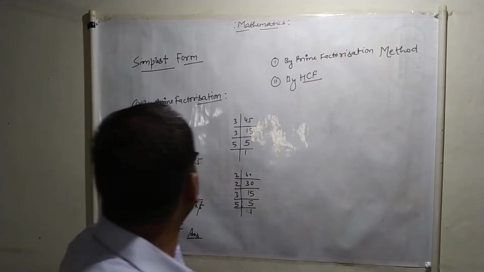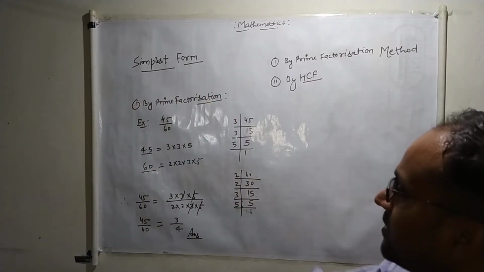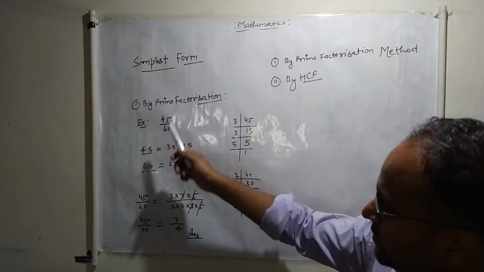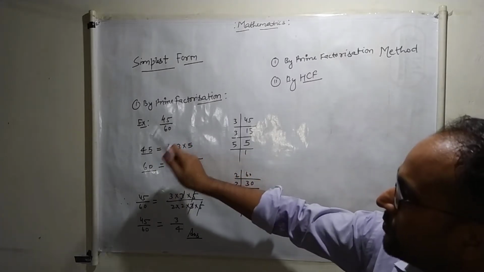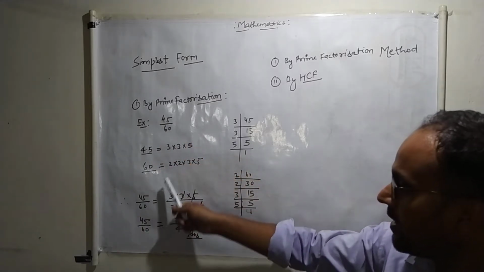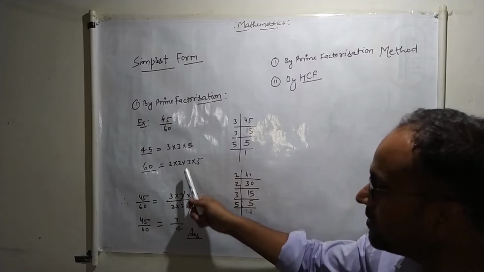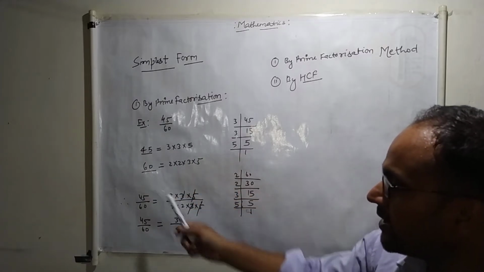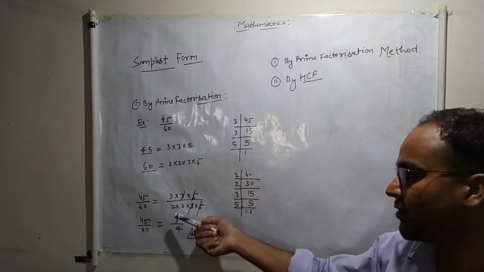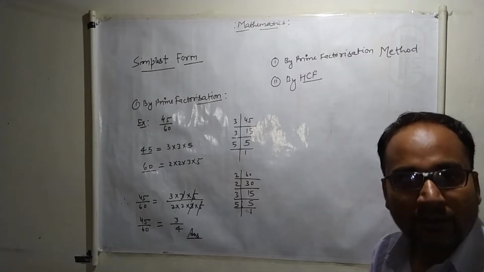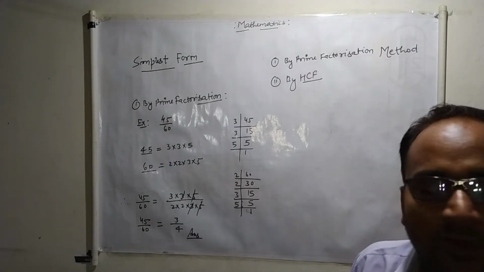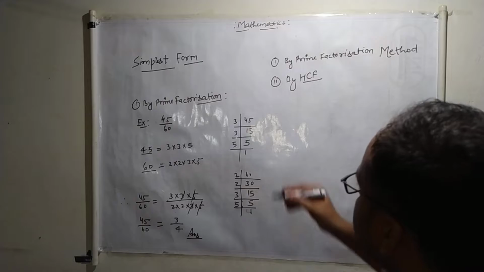And this is the prime factorization method. First, you find the prime factors of the numerator and then the denominator, cancel out the common factors of both, and whatever remains is the fraction in its simplest form.